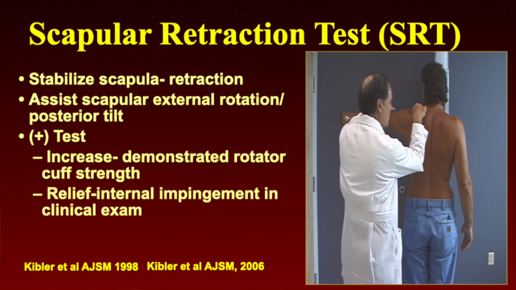It turns out we've done studies that show that it actually posteriorly tilts the scapula between 5 and 7 degrees. The Scapular Retraction Test is stabilizing the scapula so that you have a stable base for the arm. A positive test here is that you increase your demonstrated rotator cuff strength, or that you change the symptoms of internal impingement where you get the glenoid back into retraction.